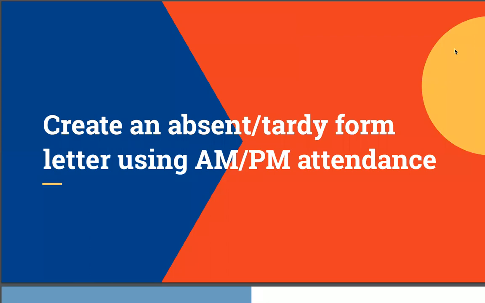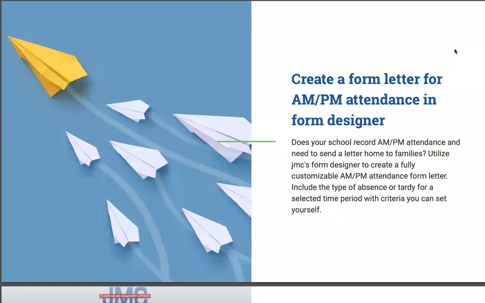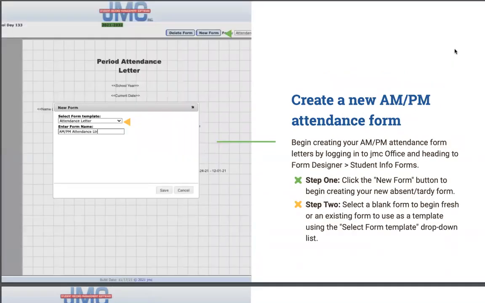All right. So we're going to talk about creating then an absent tardy form letter using AM/PM attendance. Does your school record AM/PM attendance and need to send a letter home to families? You can utilize JMC's Form Designer to create a fully customizable AM/PM attendance form letter. It includes the type of absence or tardy for a selected time period with criteria you can set yourself.